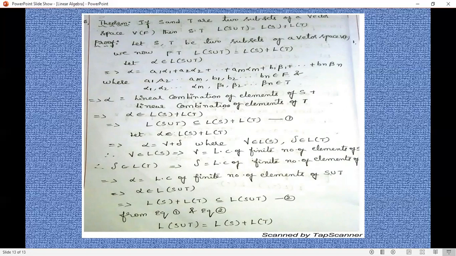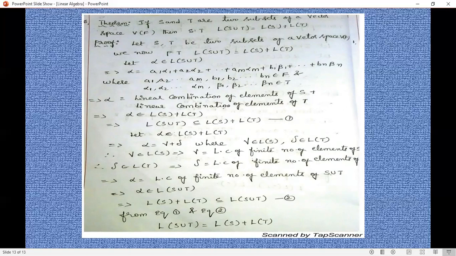First we take an element in L of S union T, then we prove the element is contained in L of S plus L of T. Observe that, let alpha belongs to L of S union T. L of S union T is a linear combination of S union T. Implies alpha equals a1 alpha 1 plus a2 alpha 2 plus so on am alpha m plus b1 beta 1 plus b2 beta 2 plus so on bn beta n, for all a1, a2, so on am, b1, b2, so on bn belongs to F, and alpha 1, alpha 2, so on alpha m belong to S, beta 1, beta 2, so on beta n belong to T.